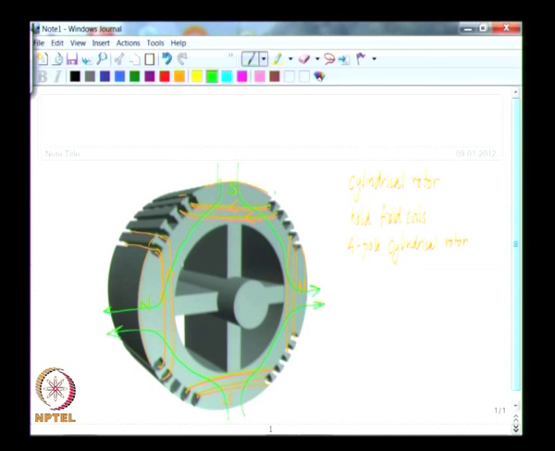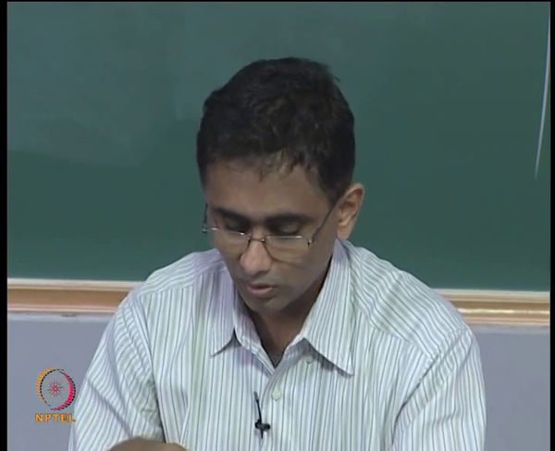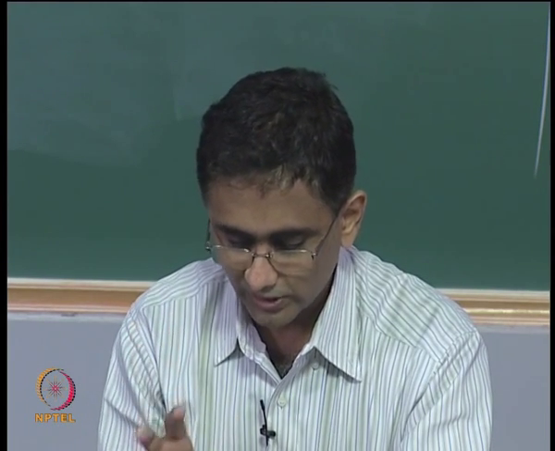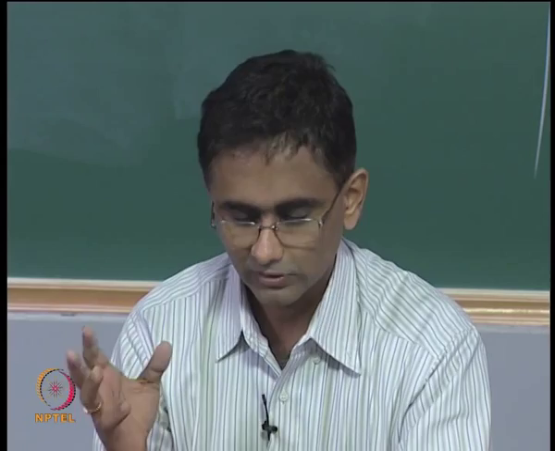We will stop here now, and in the next lecture we will look at the other variety of synchronous machine rotor, that is the salient pole rotor, and how that is geometrically designed and how it looks like before we go on to modeling the machine itself. We will stop here for now.